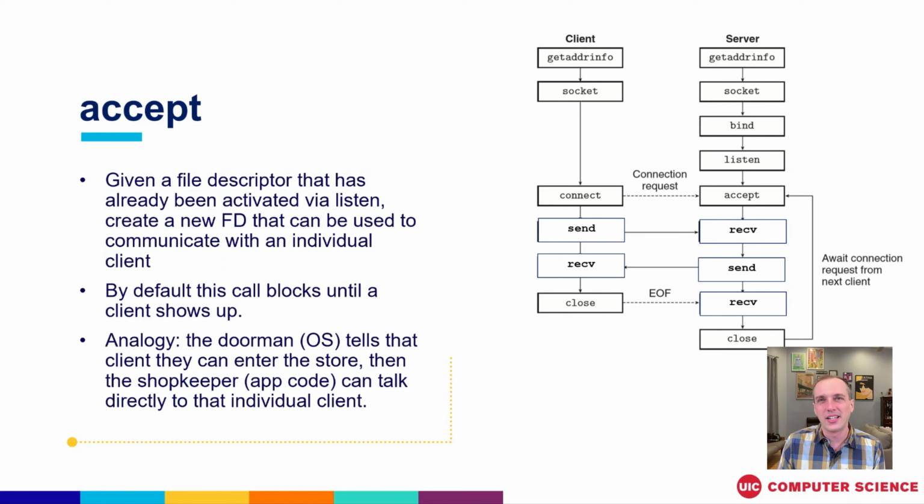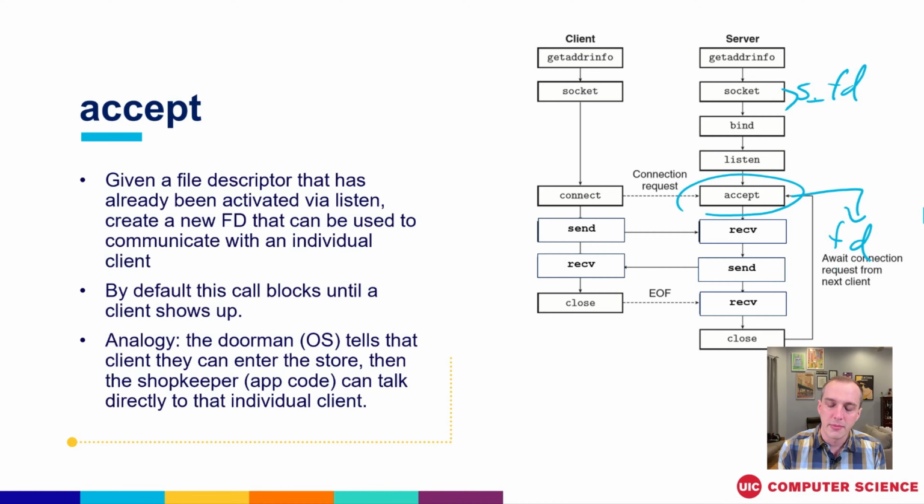So accept is analogous to like a doorman telling the client that they're allowed to walk into the store. And then once they've walked into the store, they're going to start talking to the shopkeeper, which is your user level code. So accept is very, very interesting in that after you have called bind, after you've called listen, telling the operating system to start receiving connections, then we can call accept to start one conversation with one client. Accept is going to return a new file descriptor that is different from the file descriptor that you've been using this whole entire time.